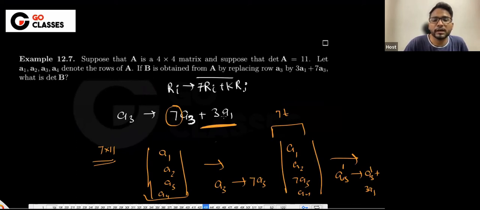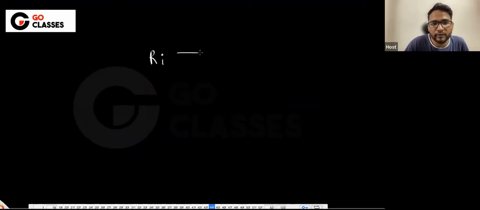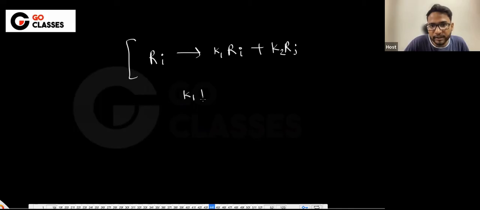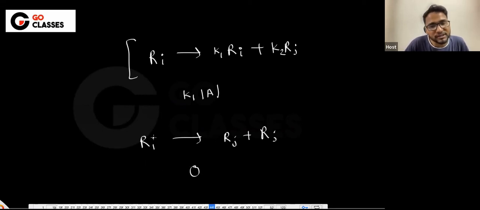Okay. See, what is the difference? In the earlier question, I was replacing Ri with Ri plus something, KRj, or maybe K1, K2. Okay, so this was the earlier question. In that question, after doing this, the final answer will be K1 into determinant of A. But if you are replacing Ri with something on the right hand side where you do not have Ri, maybe Rj plus Rk or something like that, maybe any linear combination, then the final answer will be 0, because you're completely replacing Ri, and you're not even having Ri here.